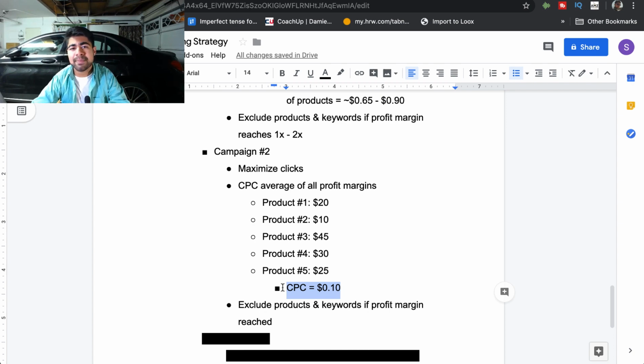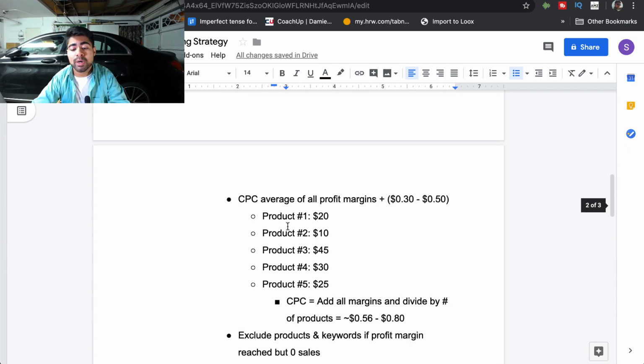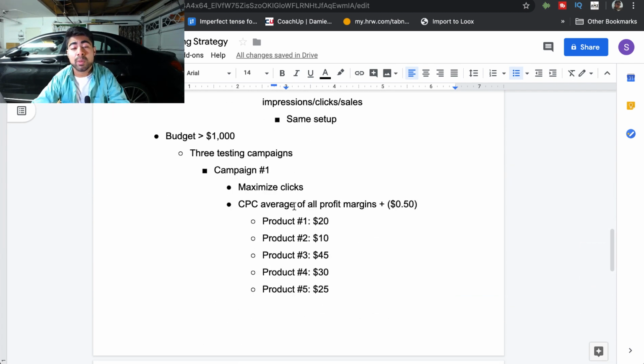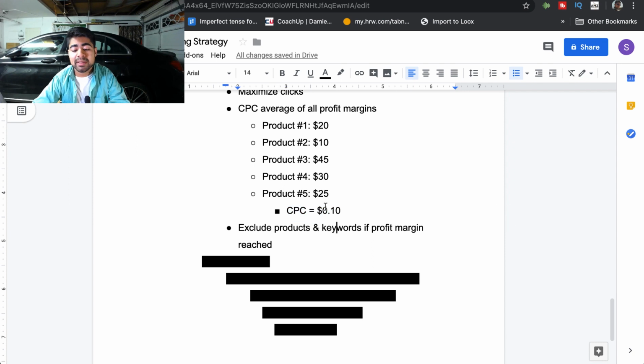So I just like to create campaign number 2 right away from the get-go along with campaign number 1. It's not like here where you have to wait 2 to 4 weeks. You can just start campaign number 2 along with campaign number 1 right away, and make sure that the bid limit again is at 10 cents. But for excluding the products and keywords, you want to just exclude them like normal. If it reaches the profit margin but 0 sales, you just exclude.